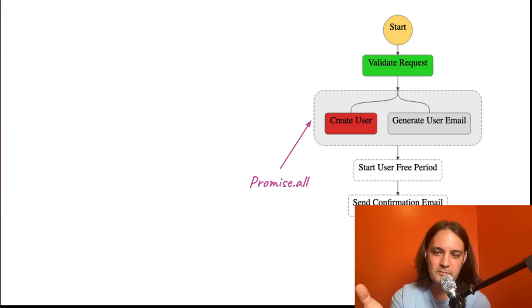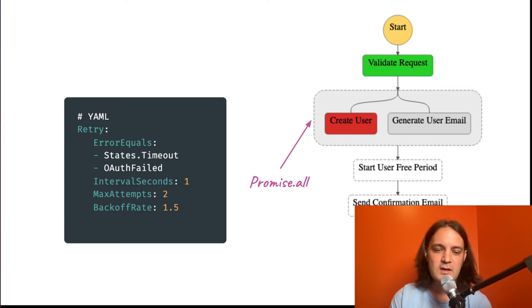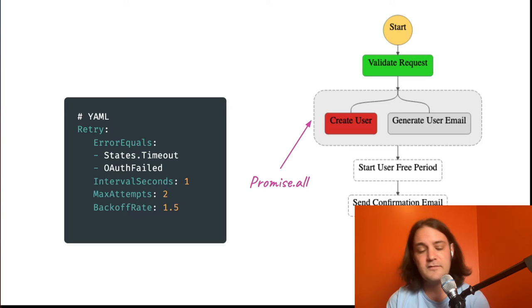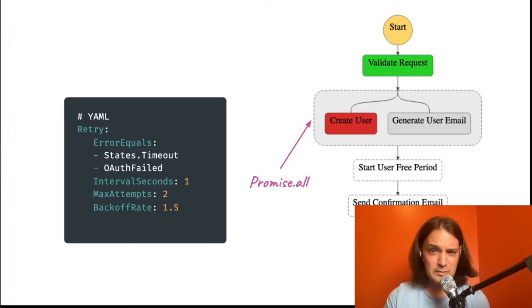So, parallel state, just like a Promise.all. We take that other code and we convert it to a step function. That's how we would do it. It's a Promise.all. And retry, it's literally a built-in function of a step function. I'm going to show you the YAML version just so it's a little bit easier to read than JSON sometimes. Yeah, I'm not a YAML fan, let's be clear. It's just easier for teaching.